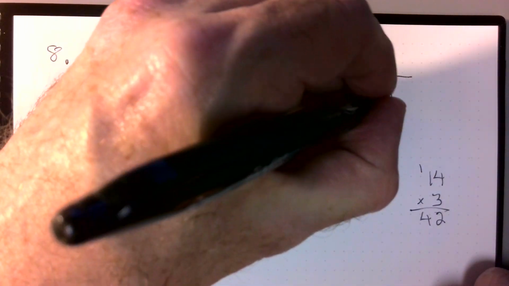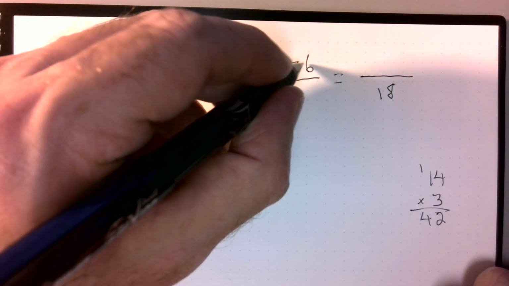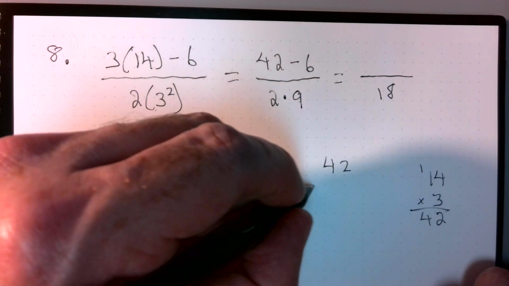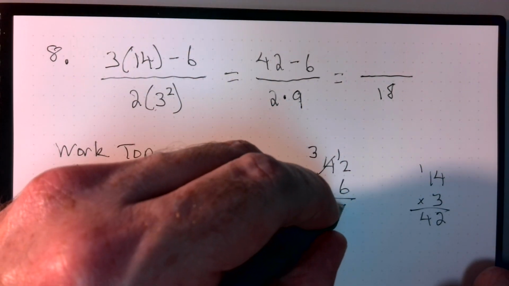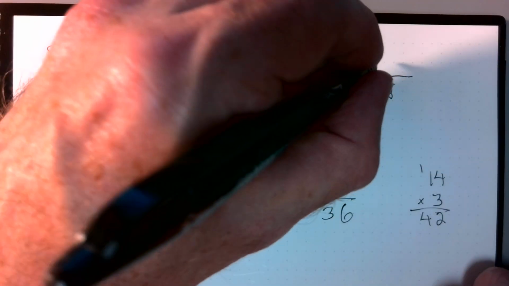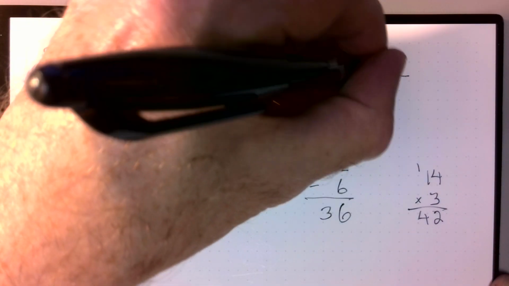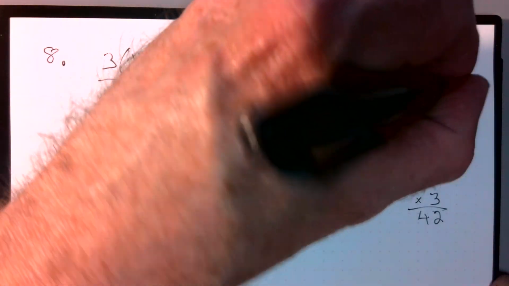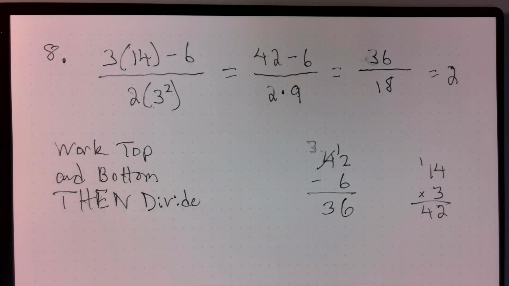Now I'm working my top part and my bottom part independently here. 42 minus 6. We borrow there. 12 minus 6 is 6. So I have 36 over 18, which is 2. 2 times 18 gives me 36. I'm hoping that this clears up how I want to see this kind of work done.